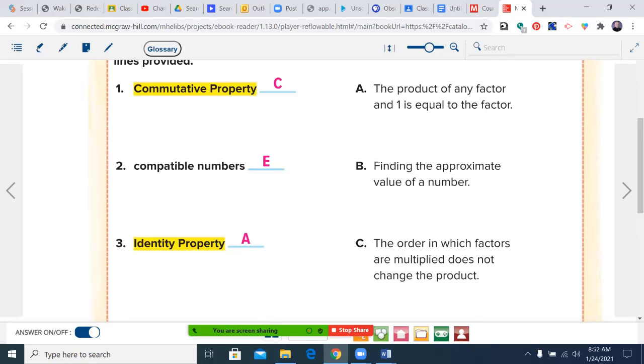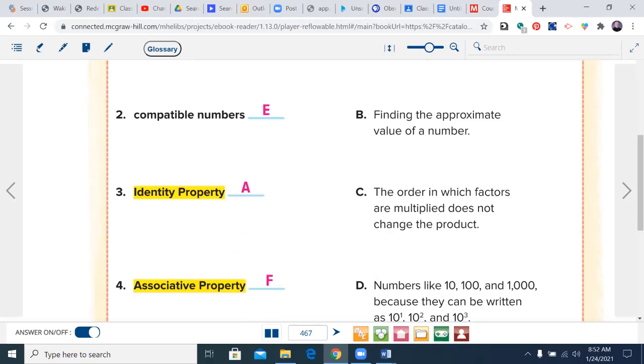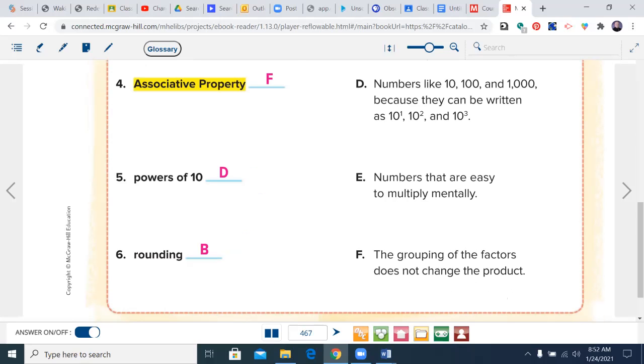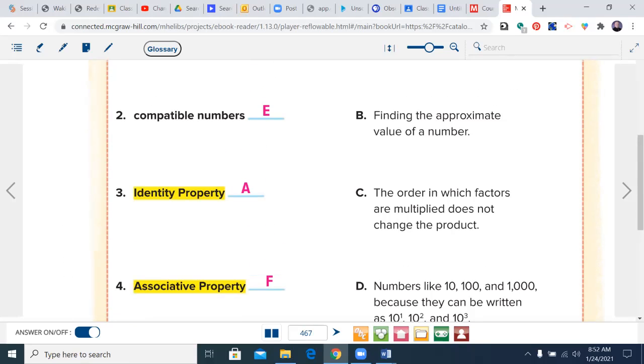7 times 5 is 35. 5 times 7 is 35. You think back to your math fact families, the two multiplication problems had the same product or answer. That's commutative property. Compatible numbers, that's E, numbers that are easy to multiply mentally.